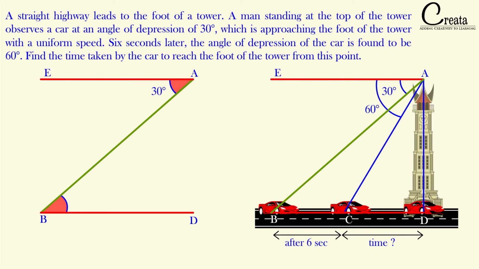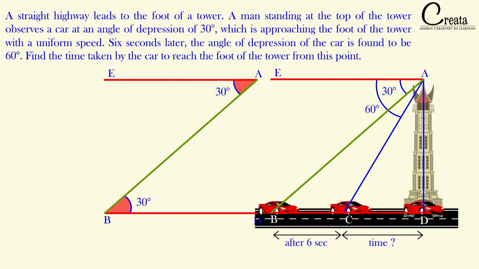Yes, if AB is the transversal and AE and BD are the two parallel lines, these two angles are the alternate interior angles. So these two angles will be equal to each other in case of the parallel lines and the transversal. So this angle is also equal to 30 degrees.